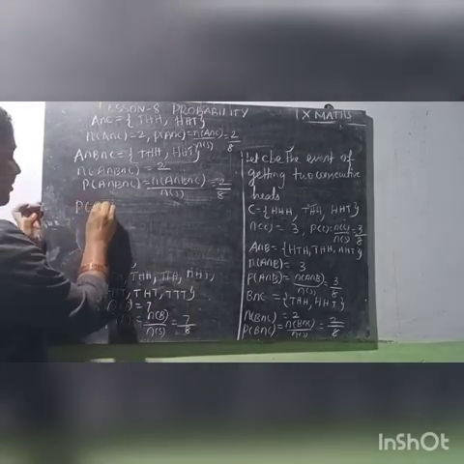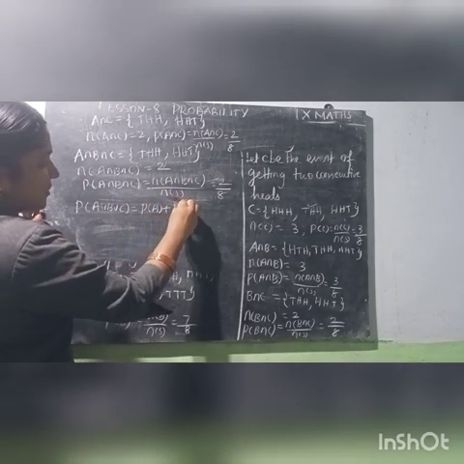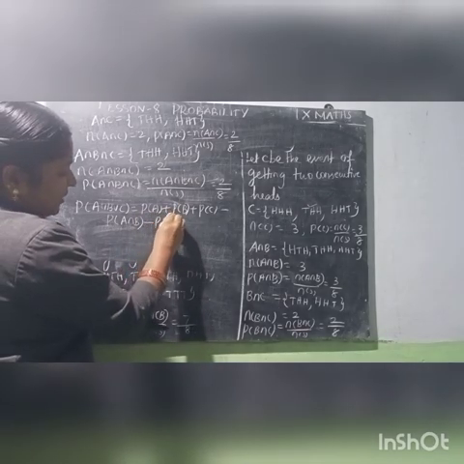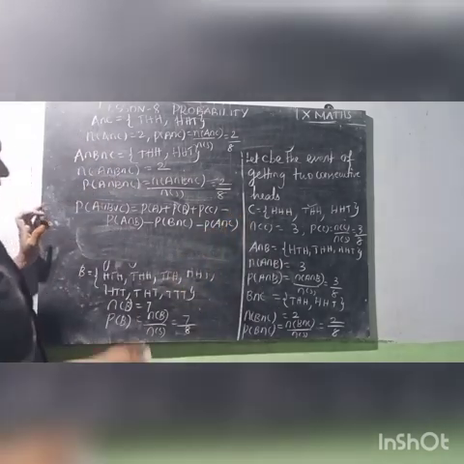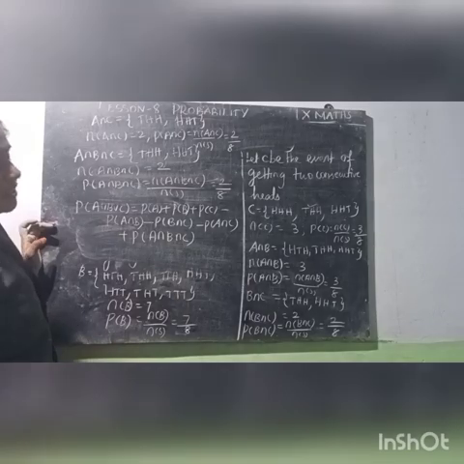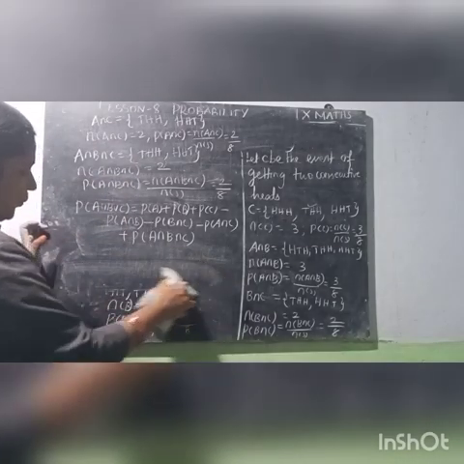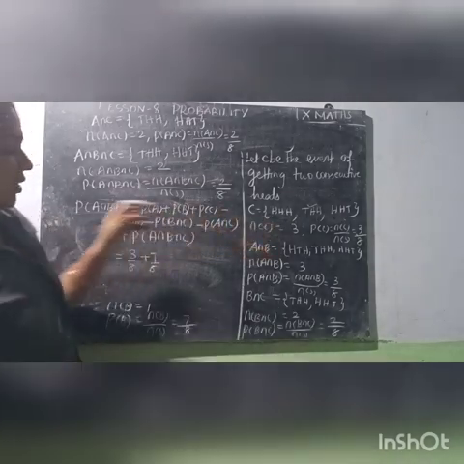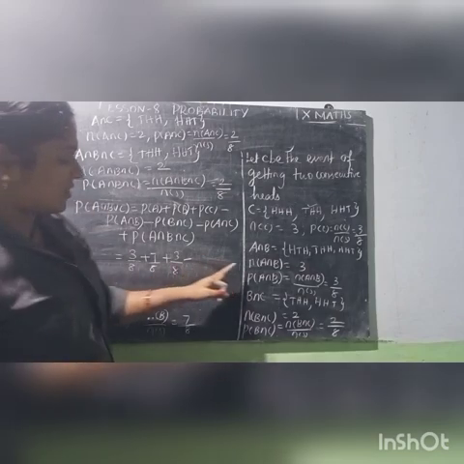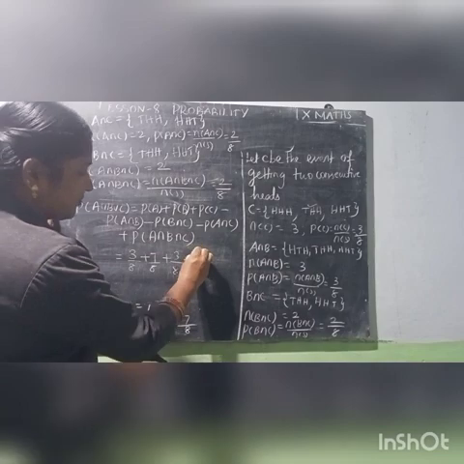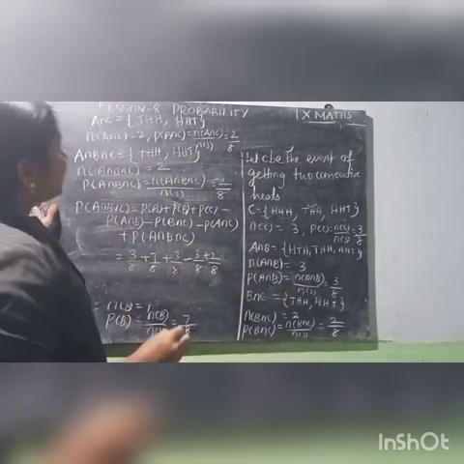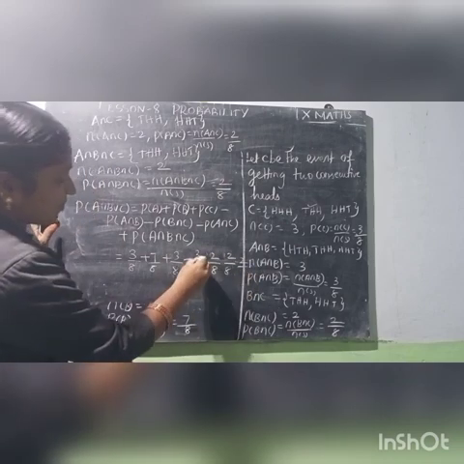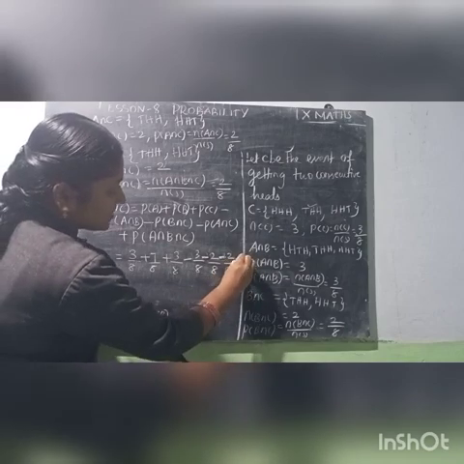See, write the formula. P of A union B union C equal to P of A plus P of B plus P of C minus P of A intersection B, minus P of B intersection C, then minus P of A and C, then plus P of A intersection B intersection C. So first P of A value is 3 by 8, P of B value is 7 by 8, P of C value is 3 by 8, minus A and B value is 3 by 8, B and C 2 by 8, then A and C 2 by 8, at last plus 2 by 8.